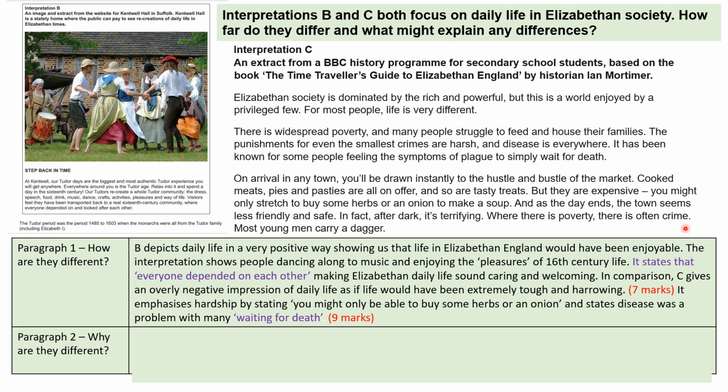Now, at this point, we would be on 7 marks because we have made a comparison, but we're missing a quote at this point from interpretation C. So if we were to put a full stop at that point, you would be on 7 marks. So we now need to back our comparison up with a quote. And we have, it emphasises hardship by stating you might only be able to buy some herbs or an onion, and states disease was a problem with many waiting for death. And that would draw us up to 9 marks.